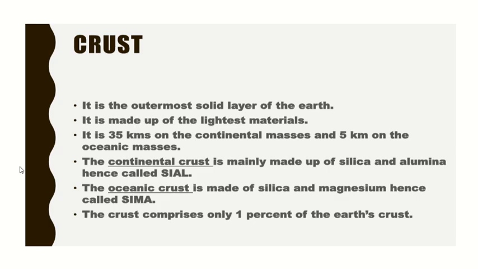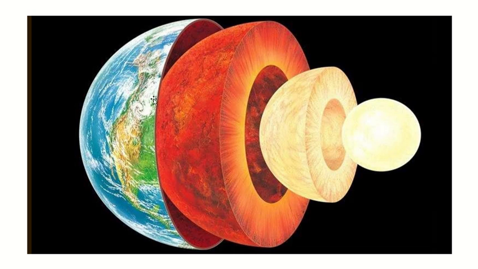The first is crust. It is the outermost, solid layer of the earth, made up of the lightest material. It is about 35 kilometers thick on the continental mass, that is the land surface, and about 5 kilometers on the oceanic mass, that is in the sea areas. The thickness is about 35 kilometers in the land region and 5 kilometers in the sea region.